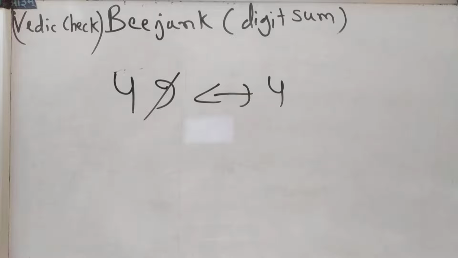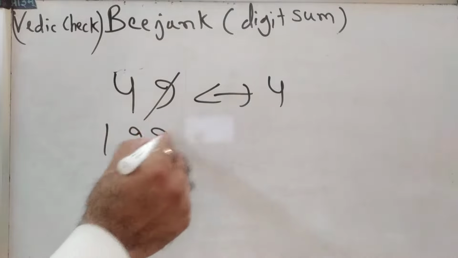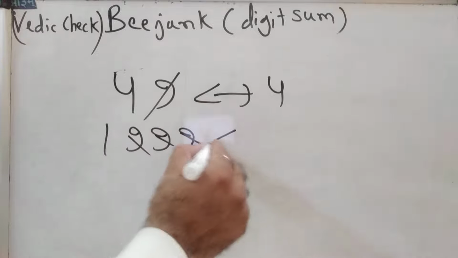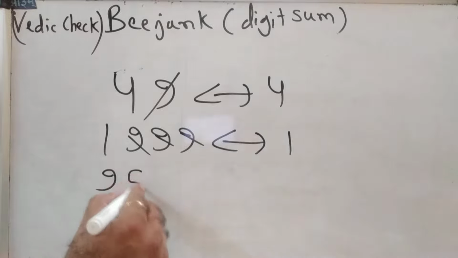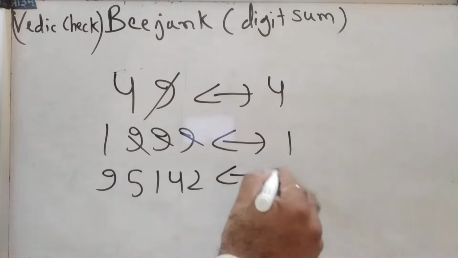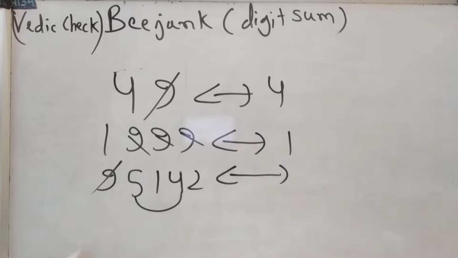If we want to find Bijank of 1999, these 9s can be deleted. Bijank is 1. This is because adding 9 to a number does not affect its digit sum. We take one more example, say 95142. Here this 9 can be deleted and sum of 5 and 4 is 9. So this group can be deleted and 1 plus 2, 3 will be the Bijank.